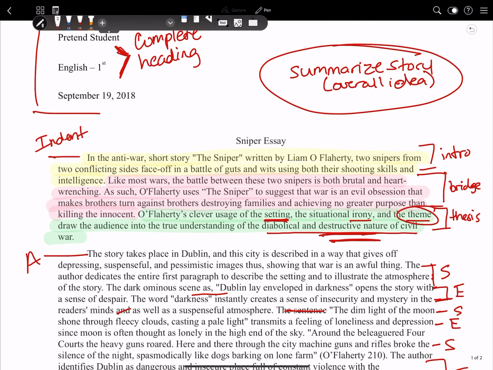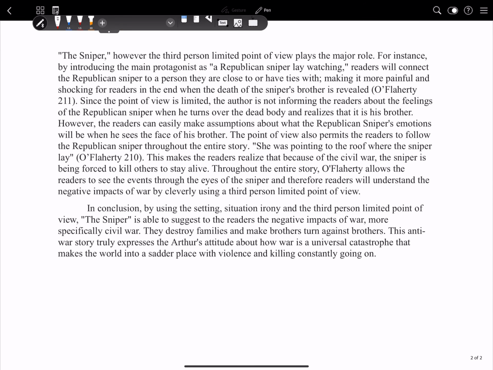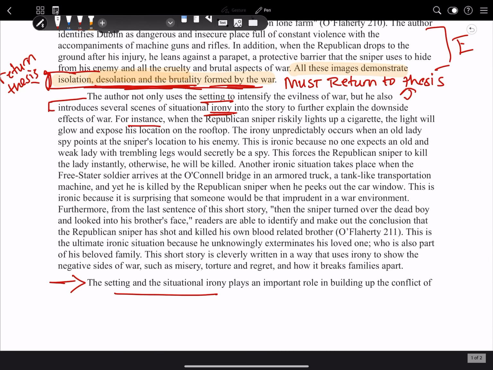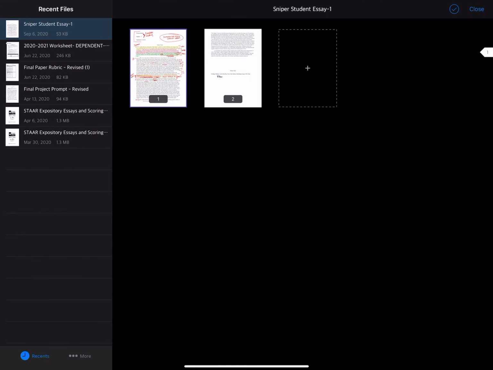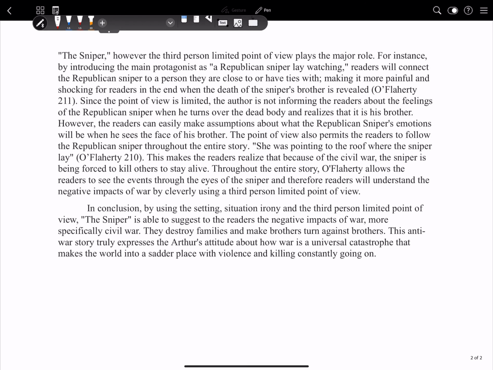So if you look at her next page, the sniper, oh, sorry. Hold on, we got to read that first sentence. The setting and the situational irony plays an important role in building up the conflict of... that's the wrong page, isn't it? No, it's not. The sniper. However, the third person limited point of view plays the major role. Okay. This is an issue.